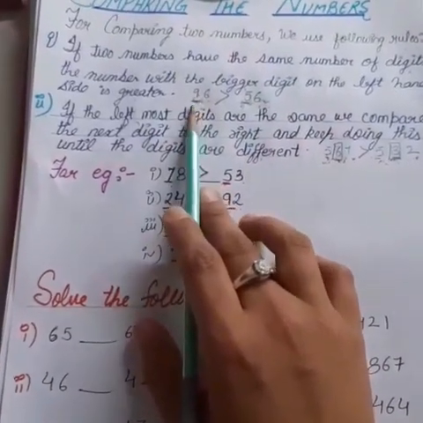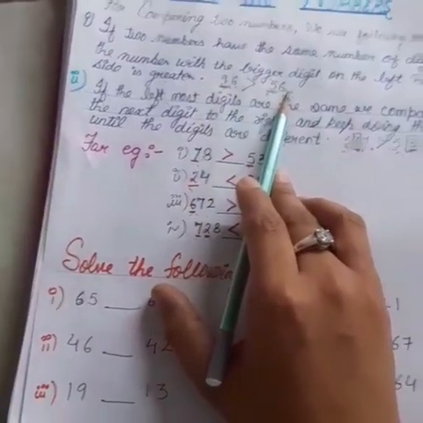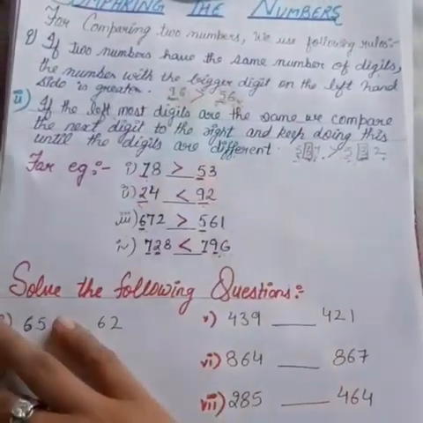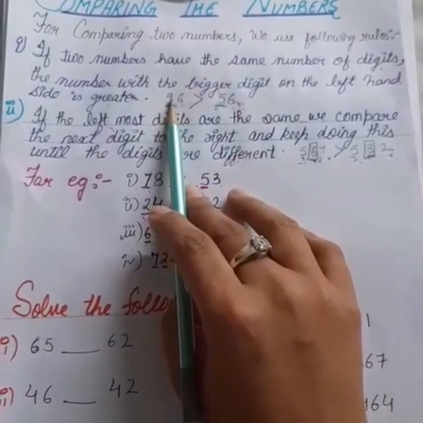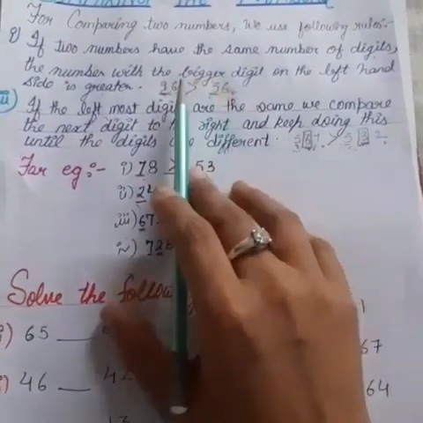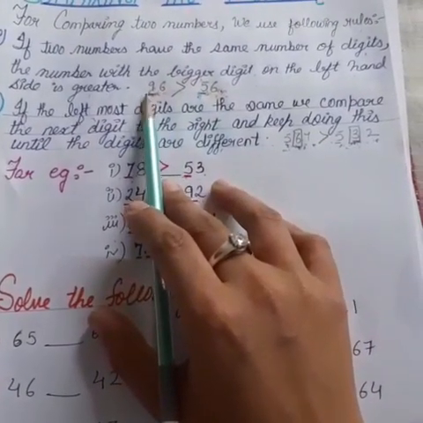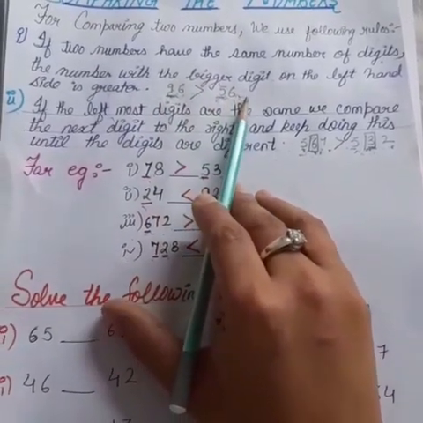For example, I have given some examples: 96 and 56. Here you can see, comparing the leftmost digit, which is the tens place, we have 9 and 5. So 9 is greater than 5. It means 96 is greater than 56.